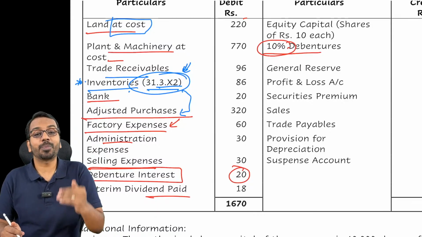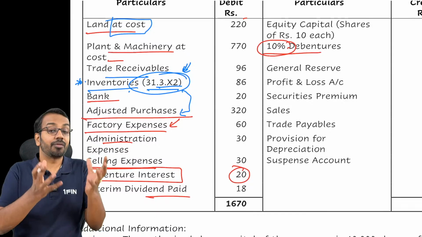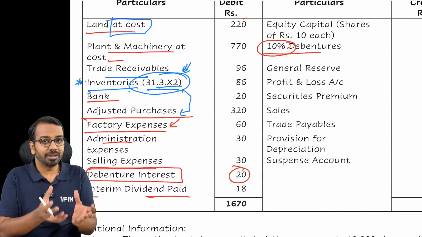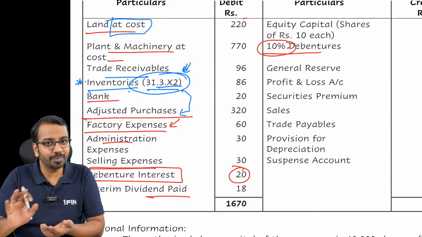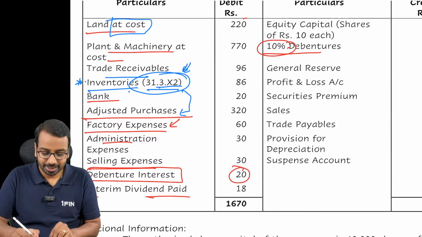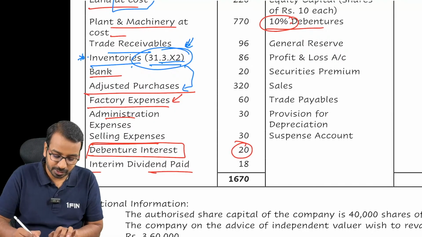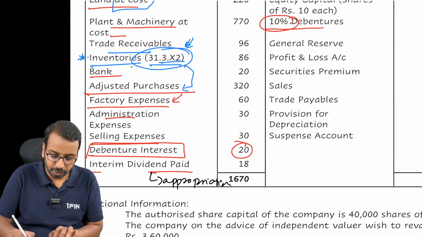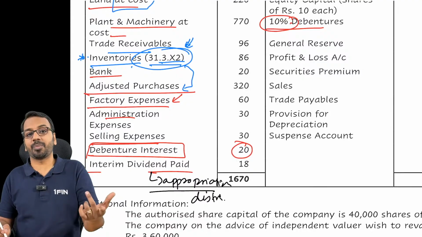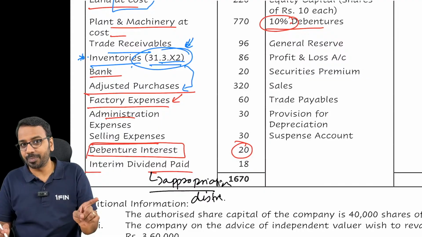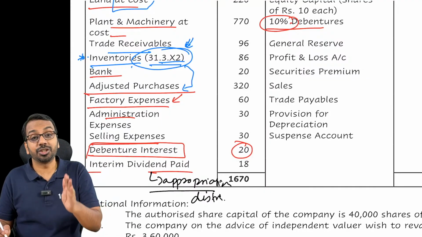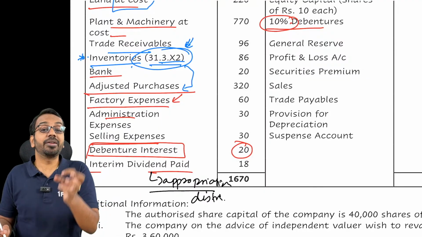Dividend is appropriation of profit. From the profits that is earned, we pay dividend. So, dividend is not something that will come in the P&L account. Dividend is what? Dividend is appropriation of profit or distribution of profit. So, if I am distributing the profit, it will not appear in the P&L. Where will it appear? It will appear in the balance sheet, where we will reduce from the P&L balance.